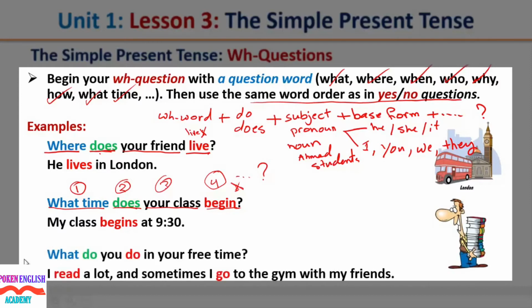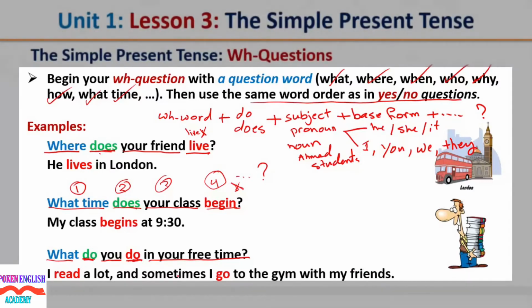Another example. What do you do in your free time? Again, here notice that we start with a question word followed by the helping verb do. The subject here is a pronoun, it is you. After that, we have the main verb, the base form. Then complete your question. The answer: I read a lot and sometimes I go to the gym with my friends.